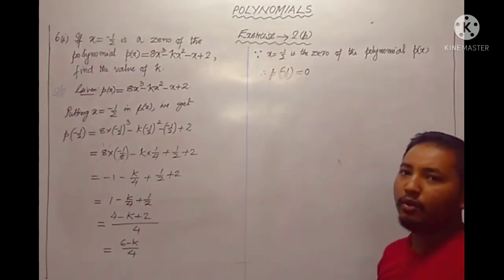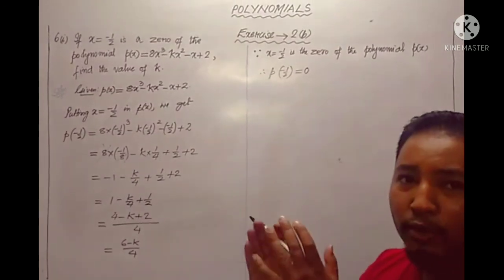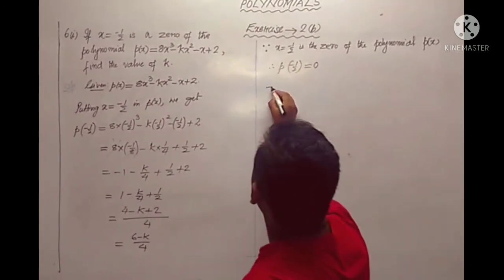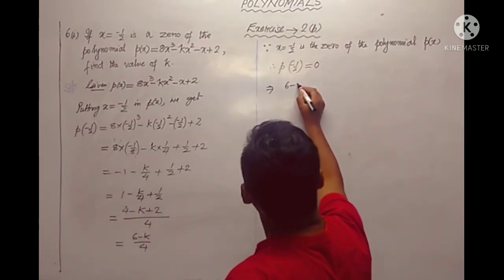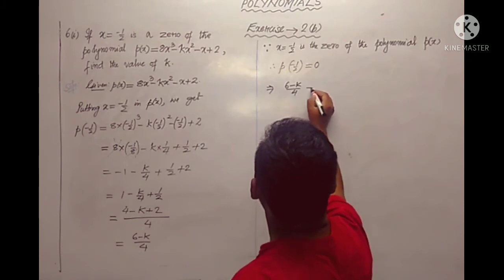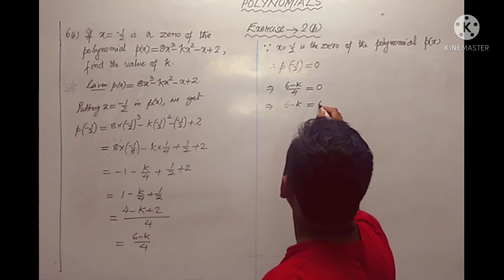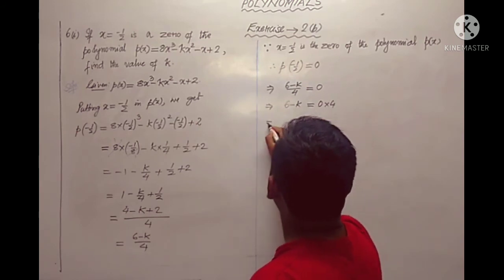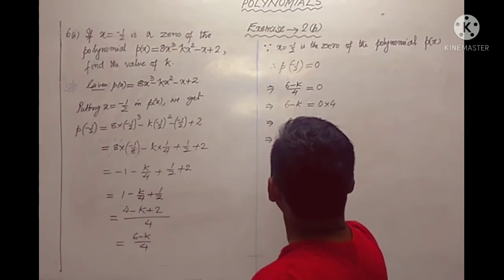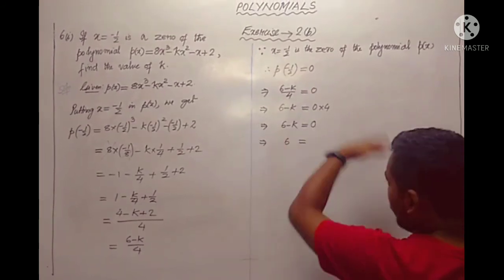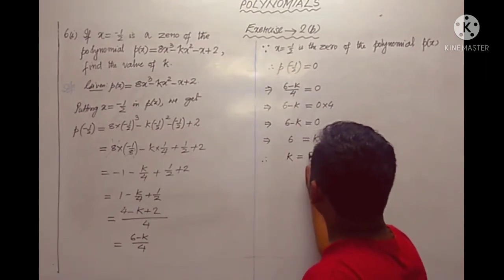That is what we have done, is not it? See, if it is a 0, then p of that value must be equal to 0. Alright. Now what is p of minus 1 by 2? 6 minus k by 4 equals to 0. 6 minus k equals to 0 into 4. 6 minus k equals to 0. 6 equals to, this k will go this side, it becomes k. Therefore, k equals to 6.